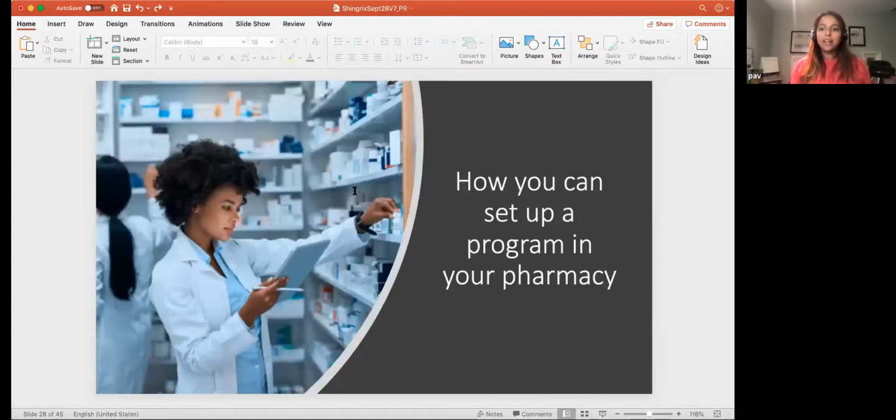And with that, I wanted to get into how to set up a program on shingles in your pharmacy. I know we've talked a lot about what shingles is, how you get it, a lot of the clinical information, gone through a few cases and how to approach different types of patients that may come into your pharmacy. But if you don't have a program already or aren't familiar with how to set one up, how would you do this in your pharmacy?